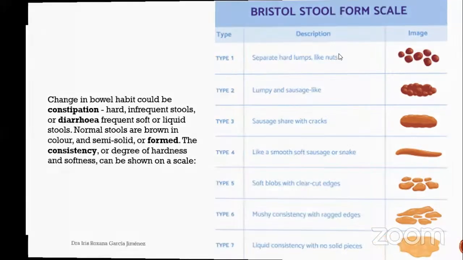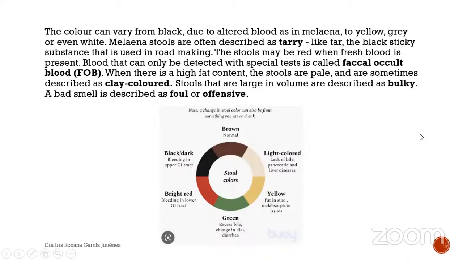According to the color, we have another scale. The color can vary from black due to altered blood, as in melena, to yellow, gray, or even white. Melena stools are often described as tarry. Tarry is the commonest way of talking about melena, and it's like tar, the black sticky substance that is used in road making.